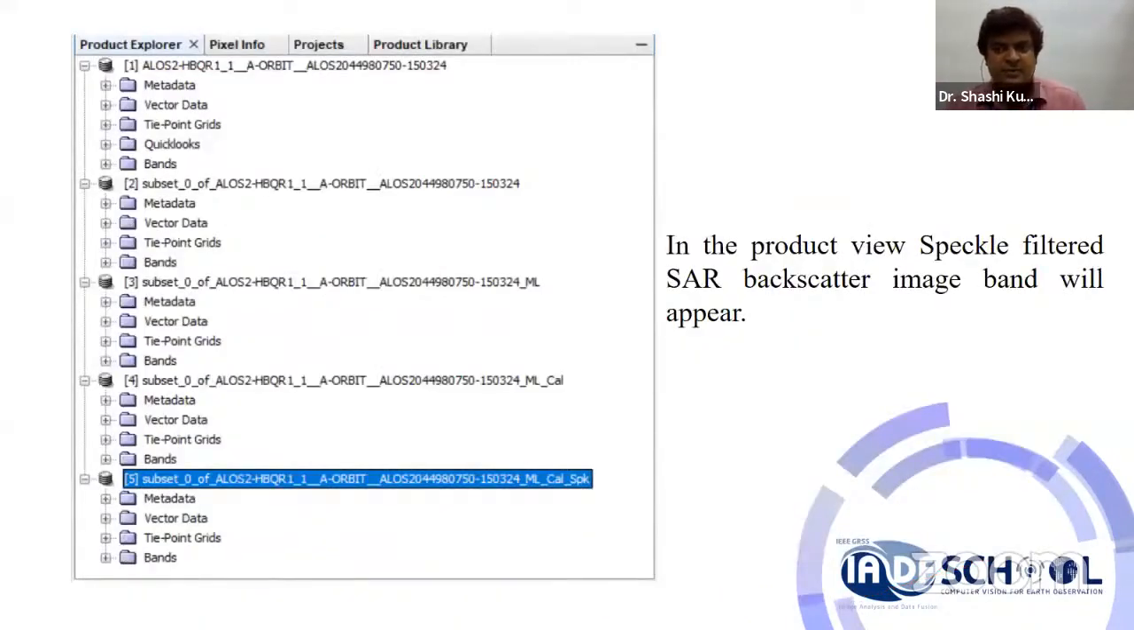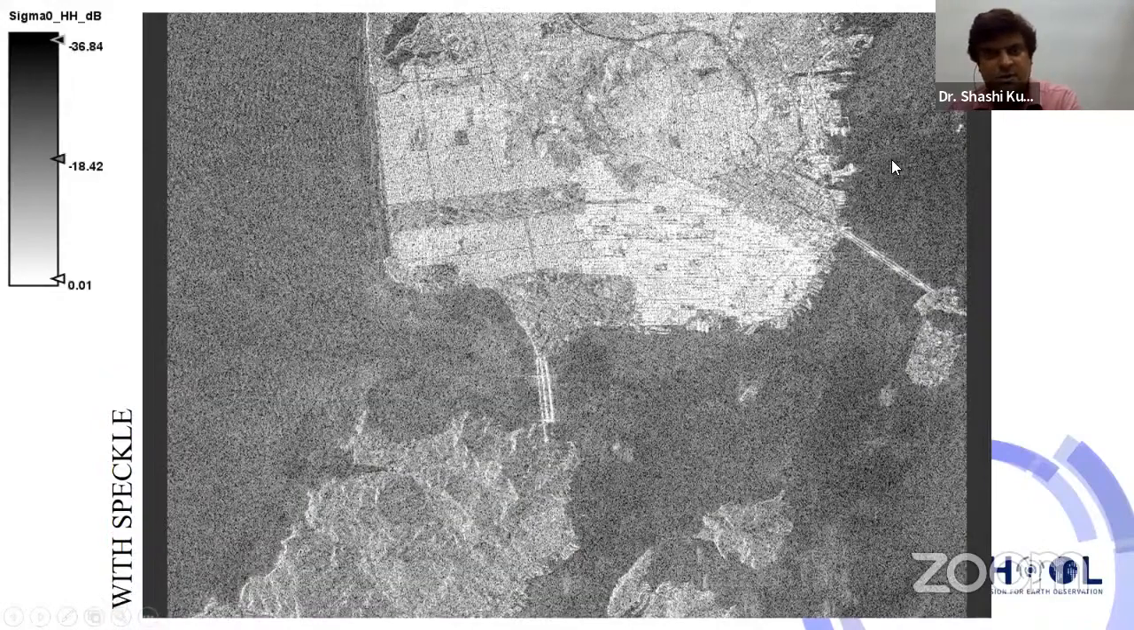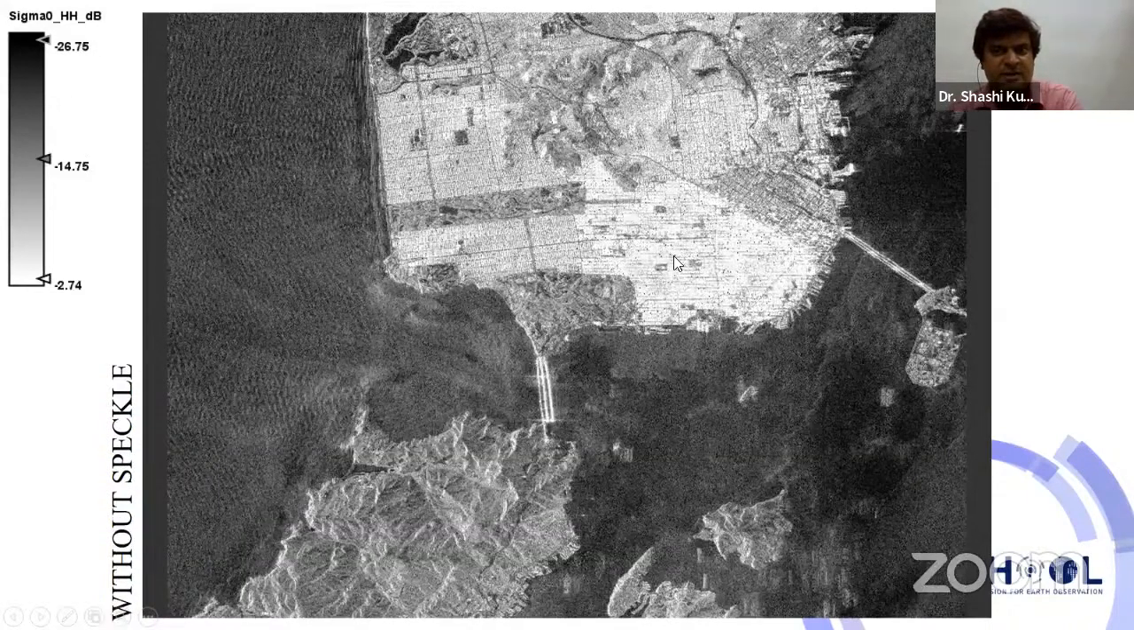Now after that, in the product view, you are going to see the speckle filtered backscatter image, and in the band, you are going to see this data set. Here, this is the data set with speckle, and another data set is without speckle. Here you can see the reduction of noise easily in both products. Speckle noise is more in the data set with speckle, and this is after speckle filtering. Without speckle, the data set appears smoother, and it has more radiometric enhancement.